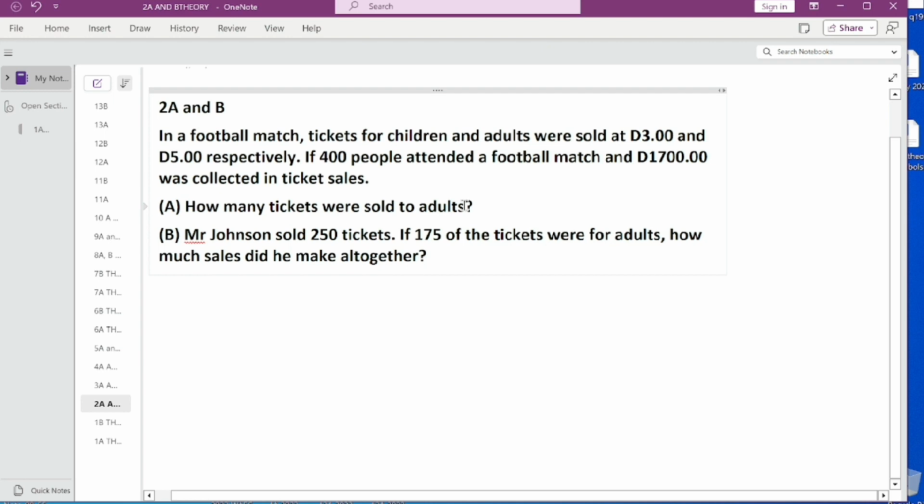When you're attempting a word question, first you take your first time to understand the question before you answer. So now we're ready. First time done. Second time, let's go and answer the question.